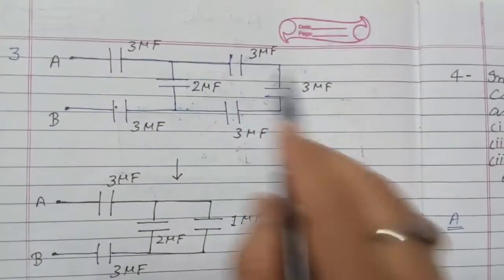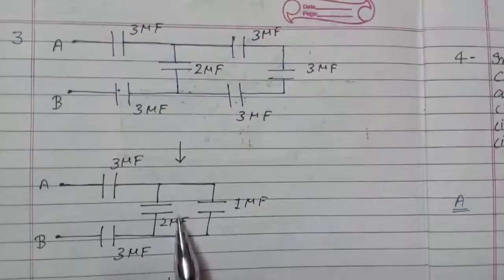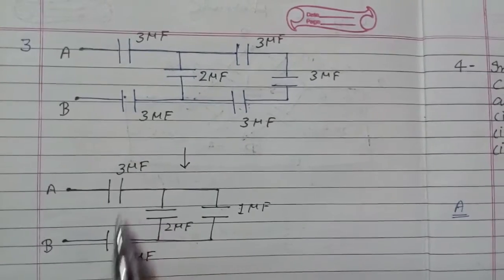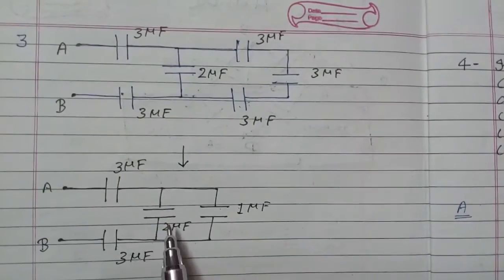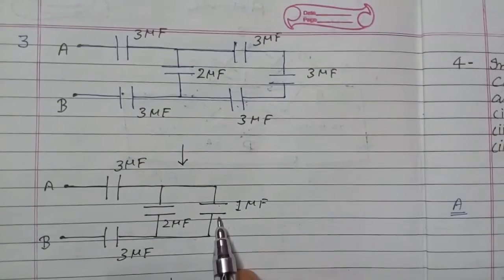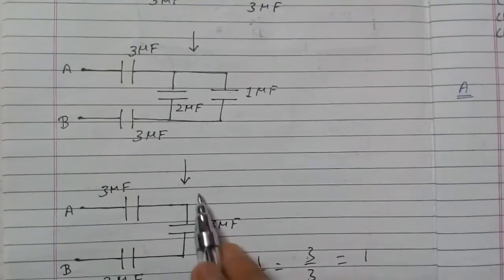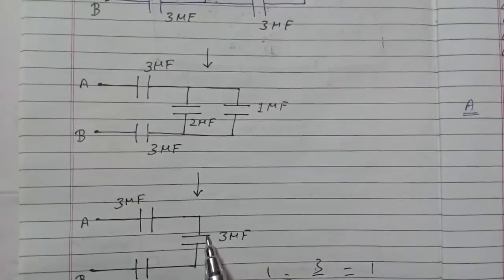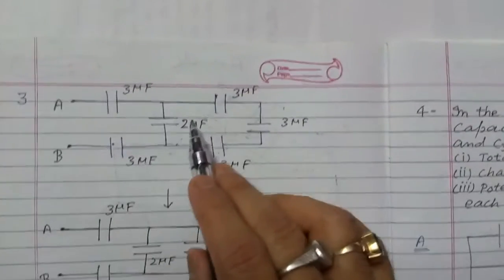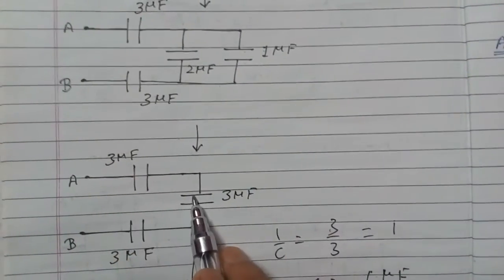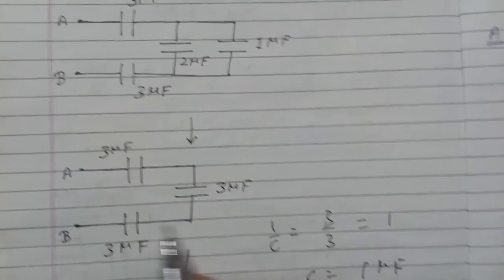Now this combination is parallel to this 2 microfarad. 2 microfarad and 1 microfarad are in parallel, so their equivalent is 3 microfarad. So ultimately we simplify this circuit like this, and we get 3 microfarad, 3 microfarad and 3 microfarad in series.